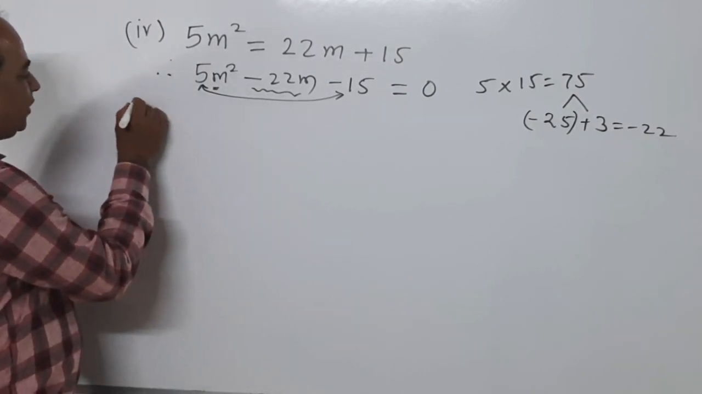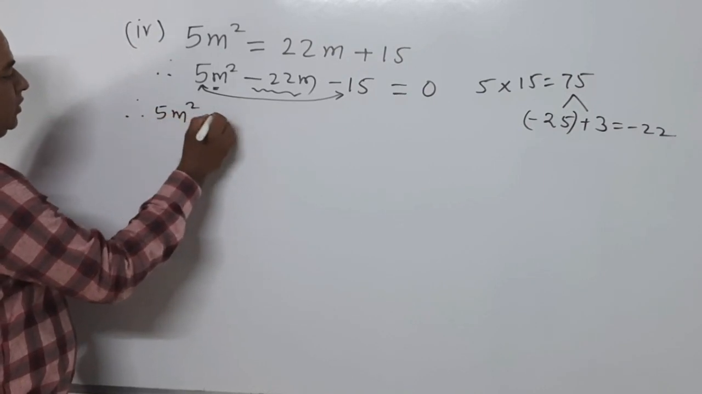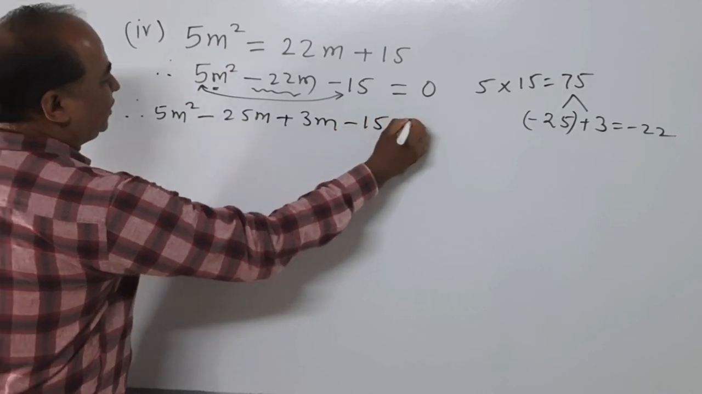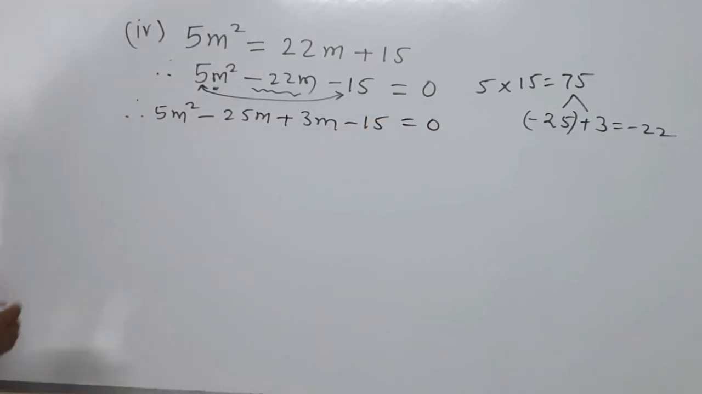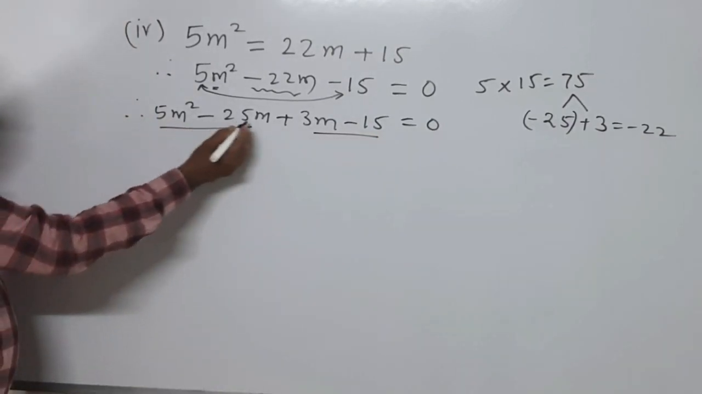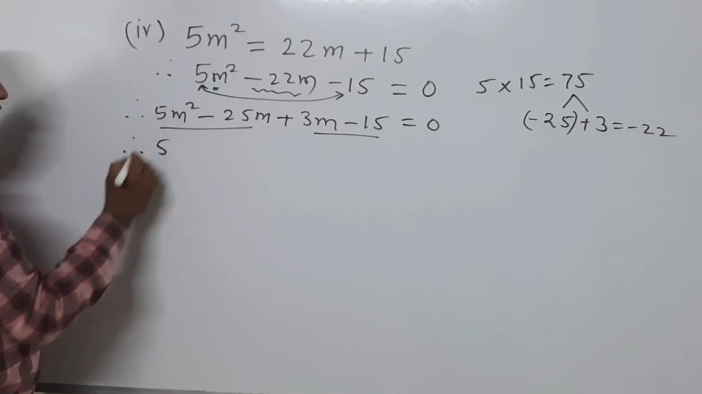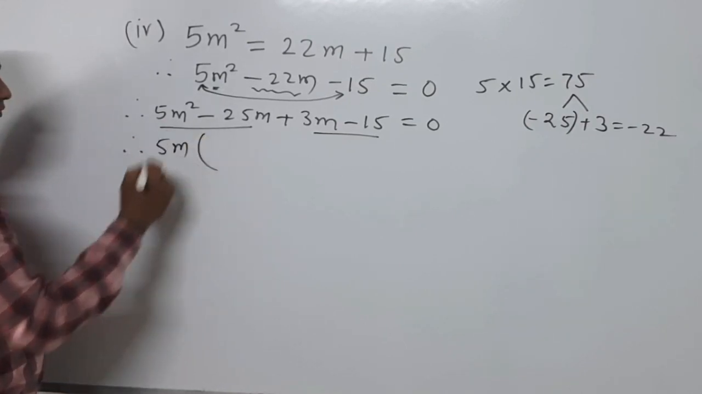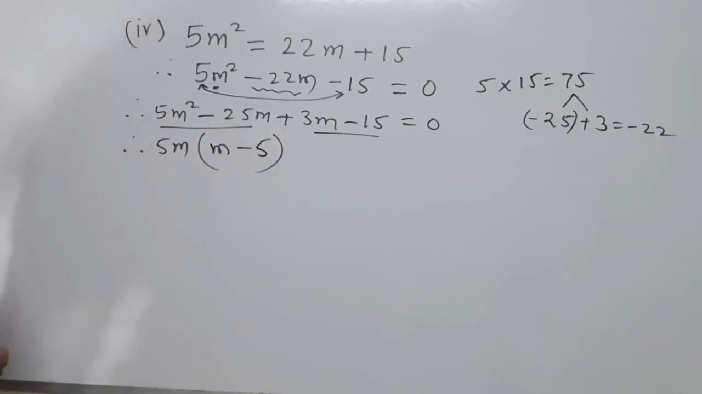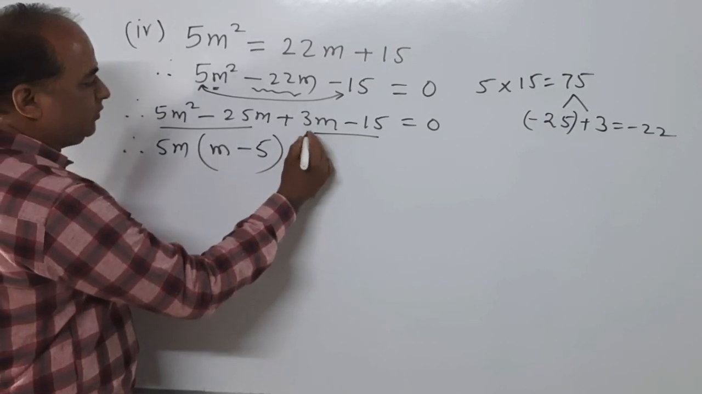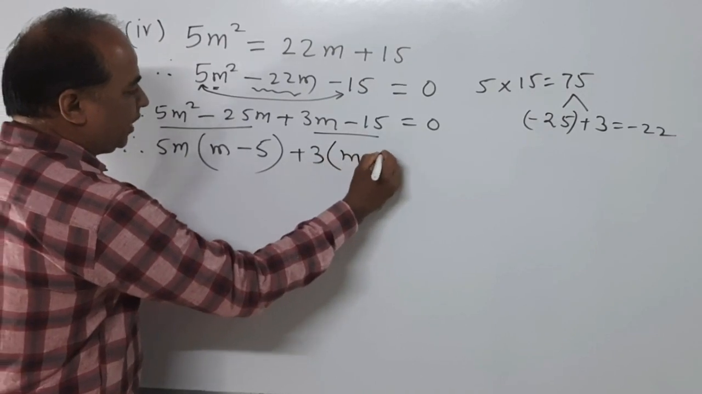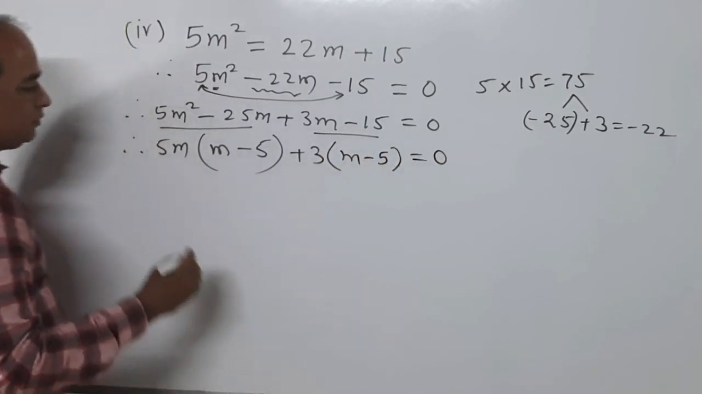So we split the middle term. Therefore 5m square minus 25m plus 3m minus 15 is equal to 0. Now make the group of first two terms and next two terms and take common. In the first two terms, the common term is 5 and variable m, in the bracket m minus 5, 5 fives are 25. Now in the next terms, 3 is common. 3 ones are 3 and 3 fives are 15. So in the bracket m minus 5 is equal to 0.